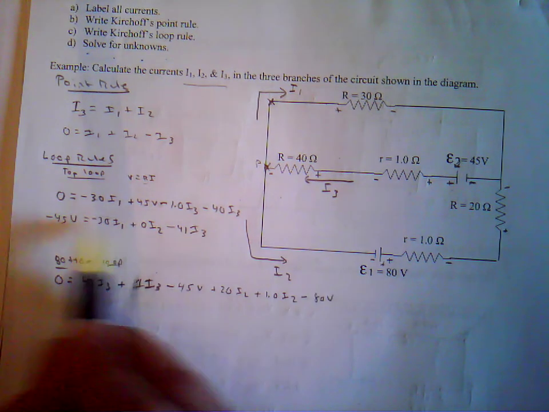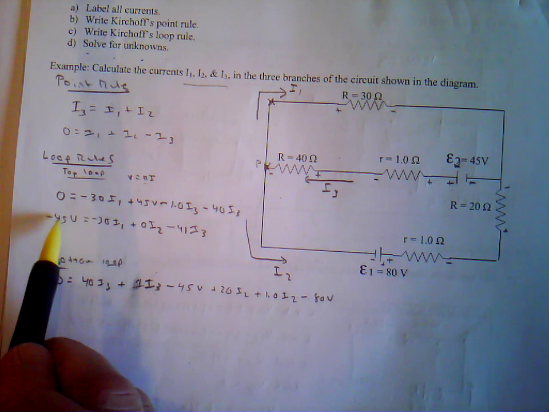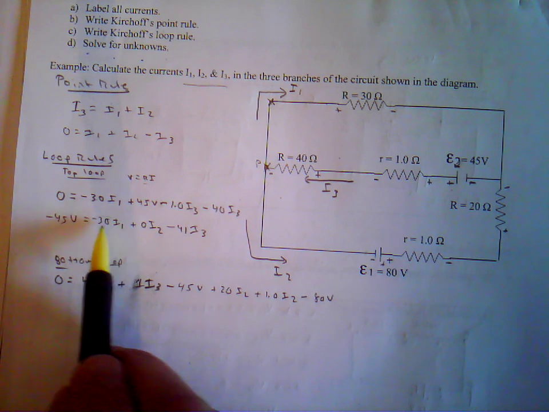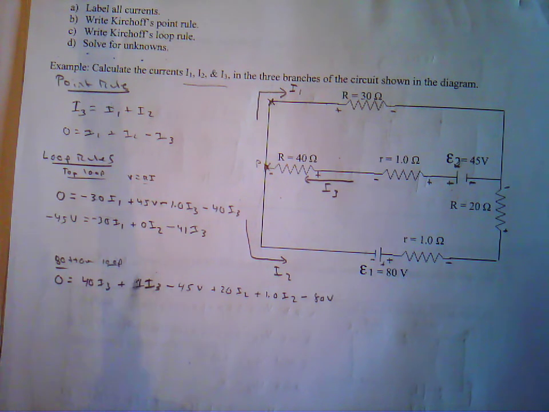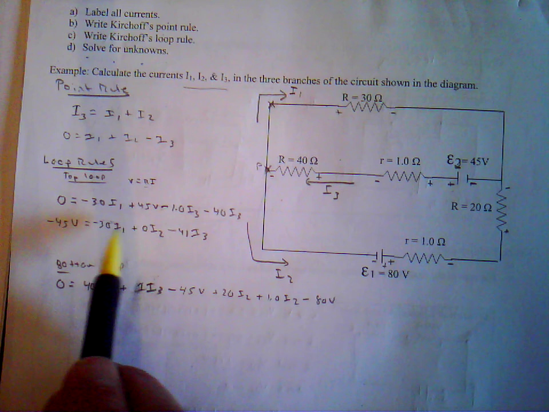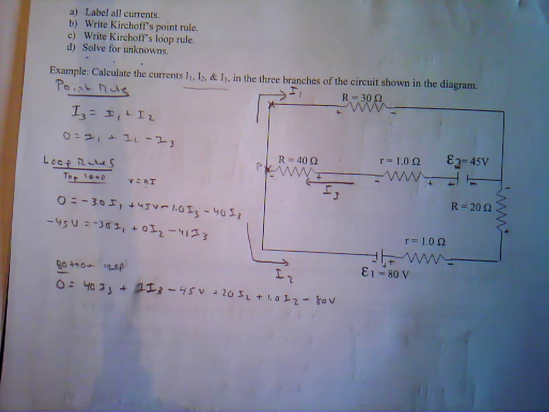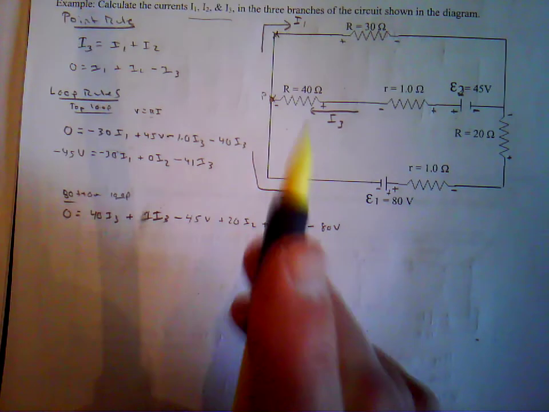So here is our complete loop equation, with the known voltages on the left side and all the currents, all the unknown variables, on the right side. Do the same thing for the bottom loop.